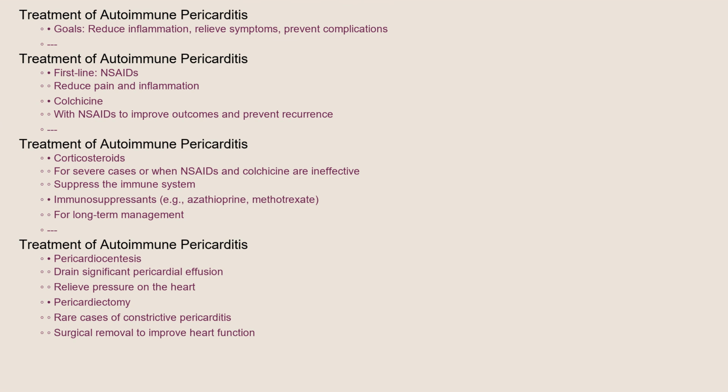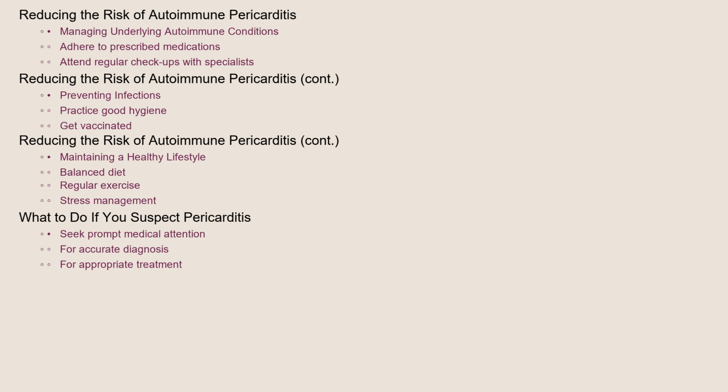to improve heart function. While we can't entirely prevent autoimmune diseases, there are steps you can take to potentially reduce the risk of developing autoimmune pericarditis. Managing underlying autoimmune conditions effectively is crucial. This includes adhering to prescribed medications and attending regular check-ups with your rheumatologist or other specialists.